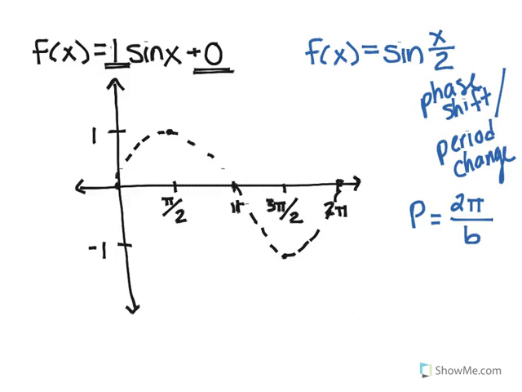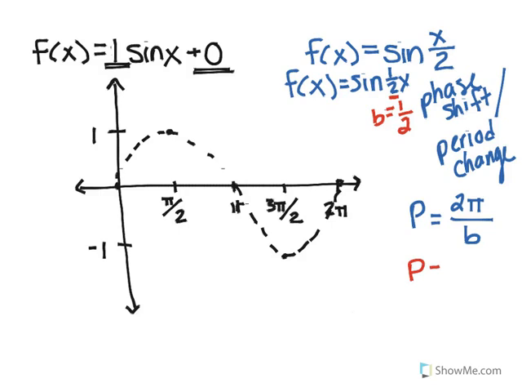So I'm going to rewrite this blue function so that you can easily see it. I'm going to rewrite that x over 2 so that it is 1/2 x. Okay? The b that they're talking about is going to be the coefficient of x, not the coefficient of sine. It's the coefficient of x. So that means b is equal to 1/2. So let's plug it into this formula and see how it's going to actually affect my graph.